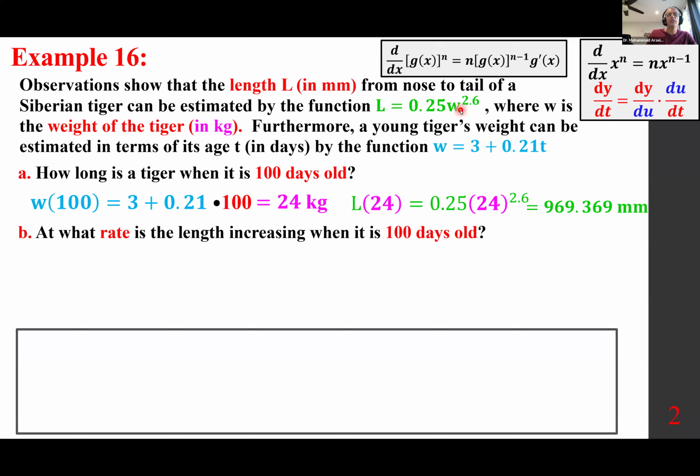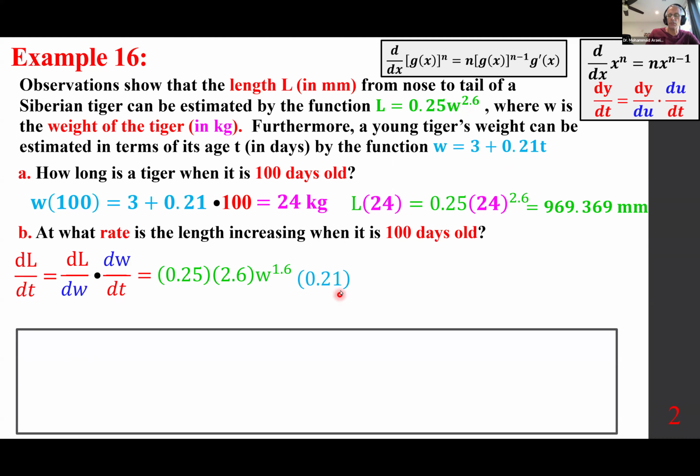At what rate is the length increasing when it's 100 days old? dy/dt is dy/du times du/dt. We are interested in dL/dt, and the intermediate variable from L to T is W, so dL/dW times dW/dt. Taking the derivative with respect to W, 0.25 times 2.6, W to the power of 1.6. This is 2.6 minus 1. And then dW/dt is just 0.21. The product of these three numbers we put first.